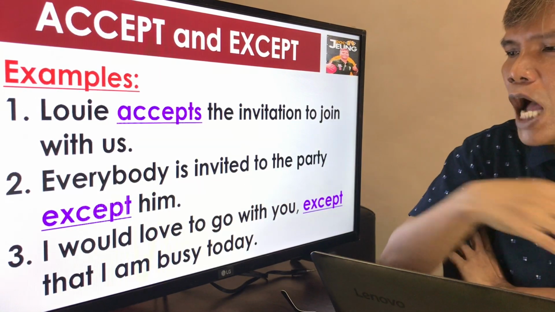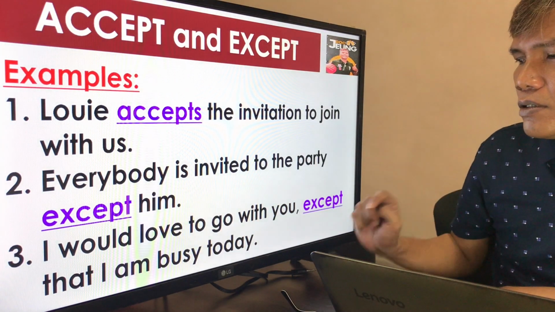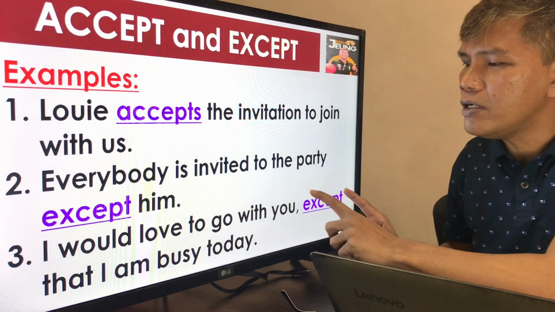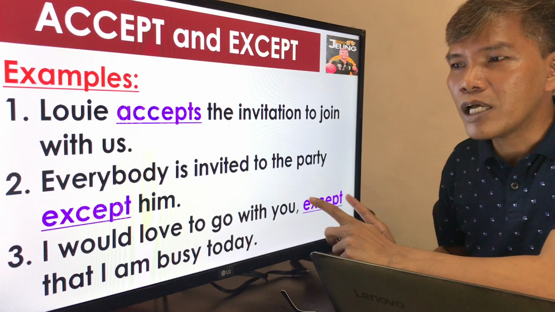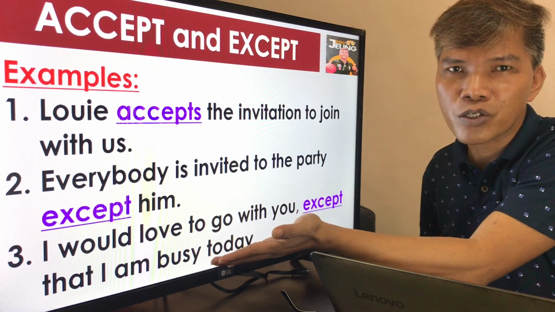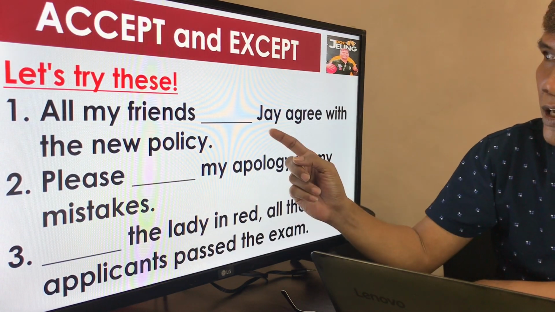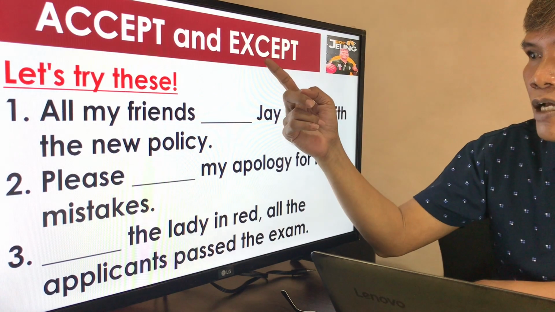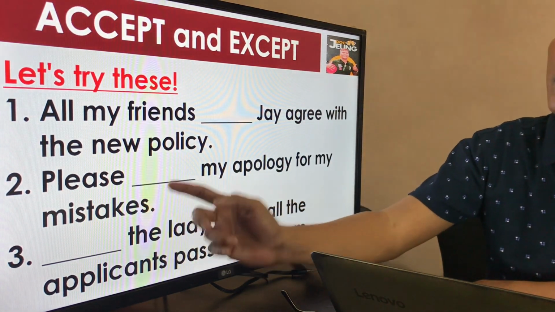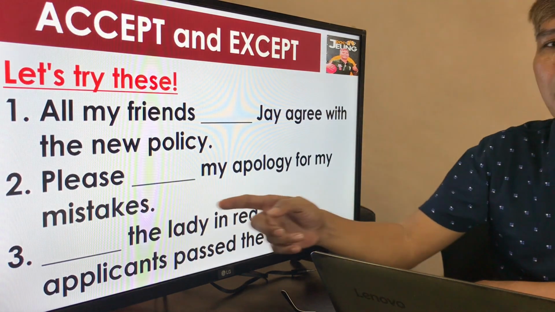Number three, I would love to go with you. This is one clause. Except that I am busy today. Another clause. So, except here is a conjunction, a connector that connects the first clause and another clause. Again, for number one, all my friends blank Jay, because we have a verb, that's why we use accept, agree with the new policy. Number two, please, there is no verb, that's why we use accept. Please accept my apology for my mistakes.